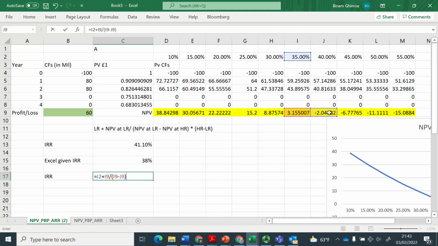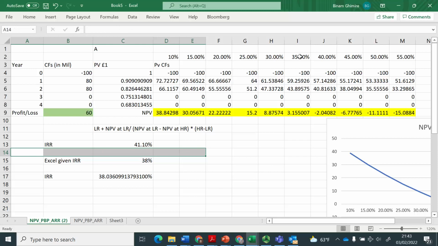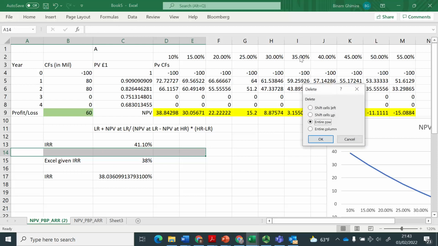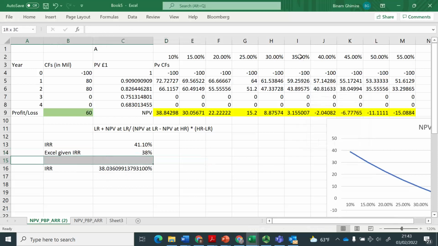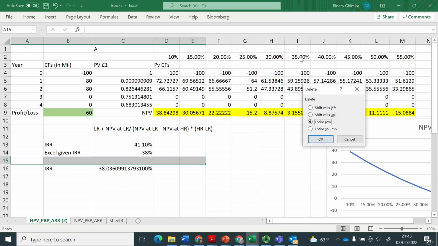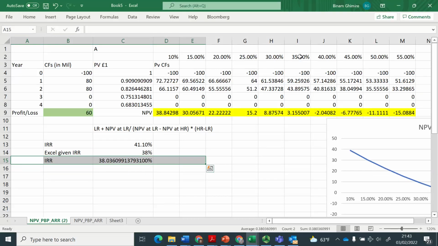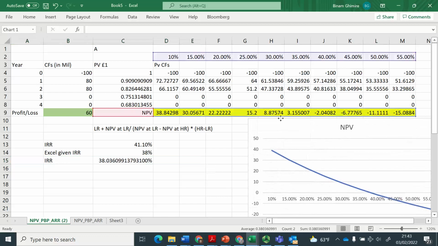This, and higher rate 40% minus lower rate 35%. And you'll see this answer is going to be very close to the Excel given IRR. Okay, so that's also 38%. Okay, that's fine. So we understand IRR, and we also know that the research says IRR is more widely spoken or used by CEOs or CFOs while talking about investment decisions.